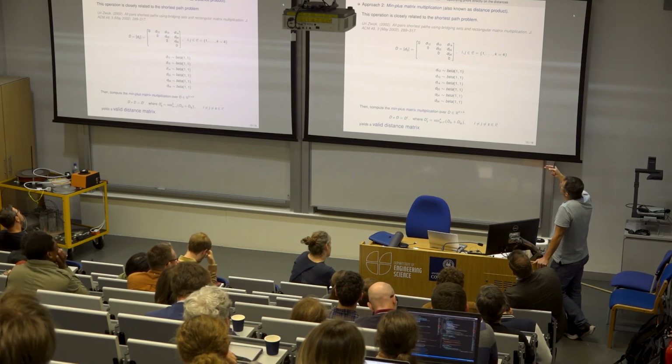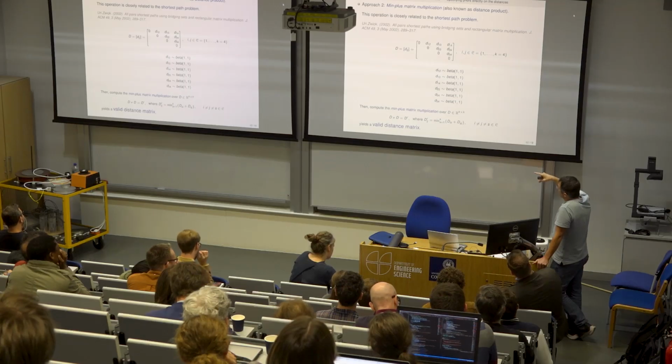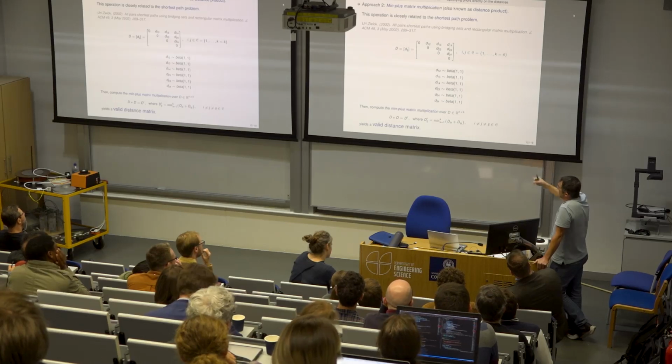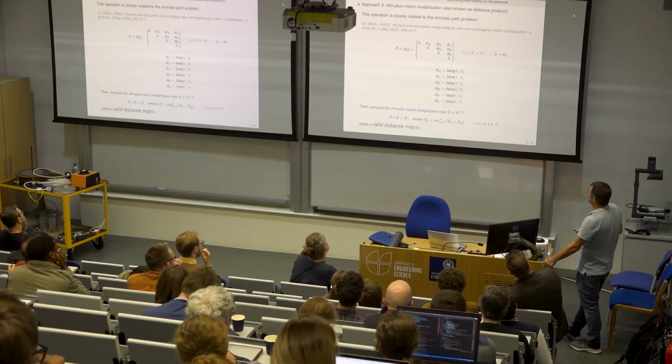So we can specify independent priors for all the distances and then apply this mean plus matrix multiplication over the sampled distance matrix, and we obtain a valid distance matrix. So this is a more efficient and elegant approach.